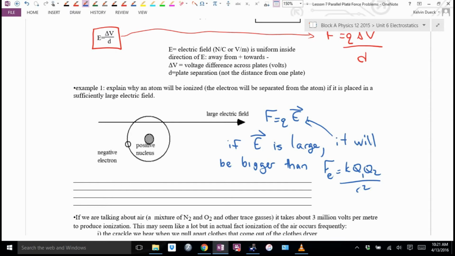Especially if it's between plates, I just bump up the voltage. And that we can do with all circuits. You okay with that? Yeah? Okay. So it's possible to rip an electron off of an atom. You've now ionized the atom, and you've got a free electron.